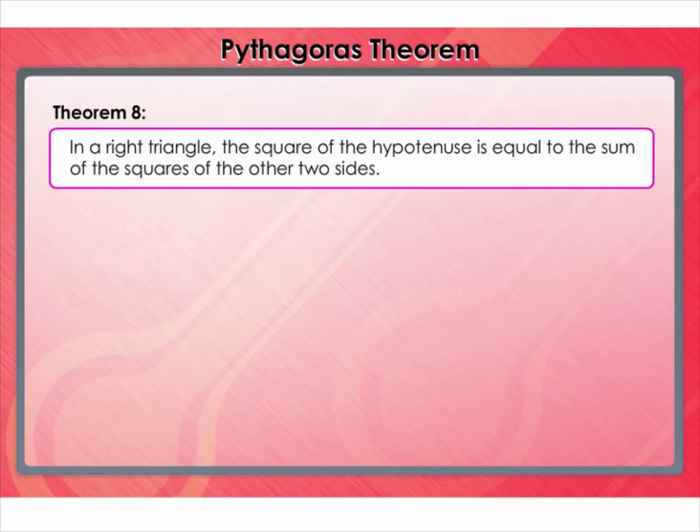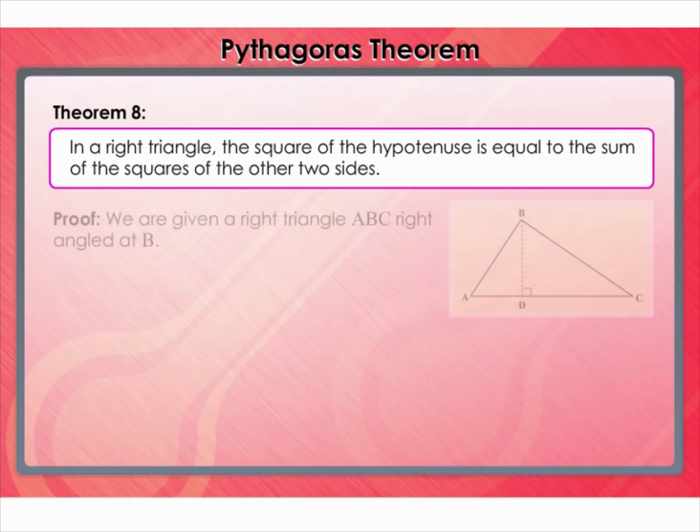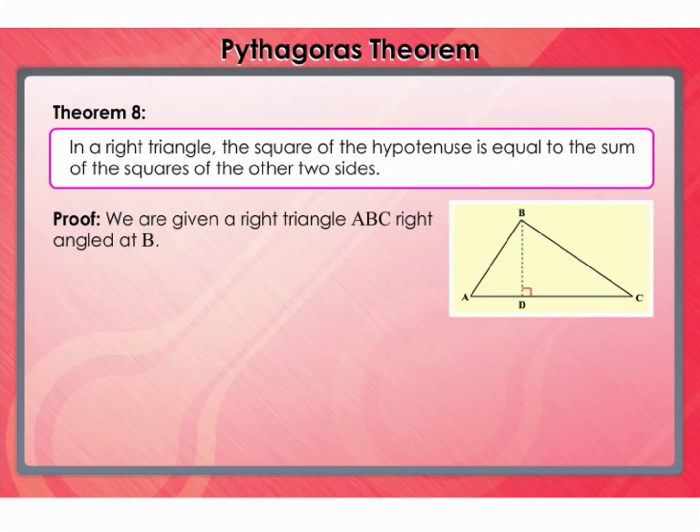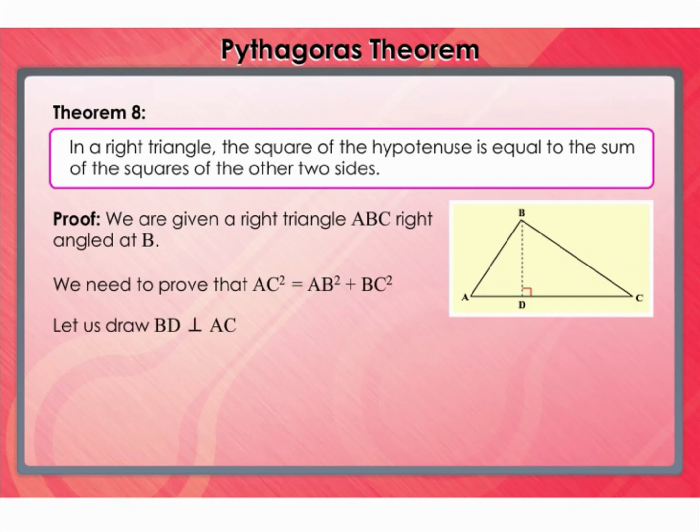In a right triangle, the square of the hypotenuse is equal to the sum of the squares of the other two sides. Proof. We are given a right triangle ABC, right-angled at B. We need to prove AC square is equal to AB square plus BC square. Let us draw BD perpendicular to AC.